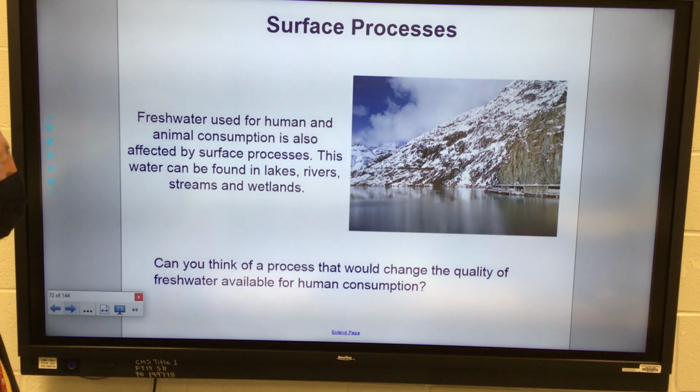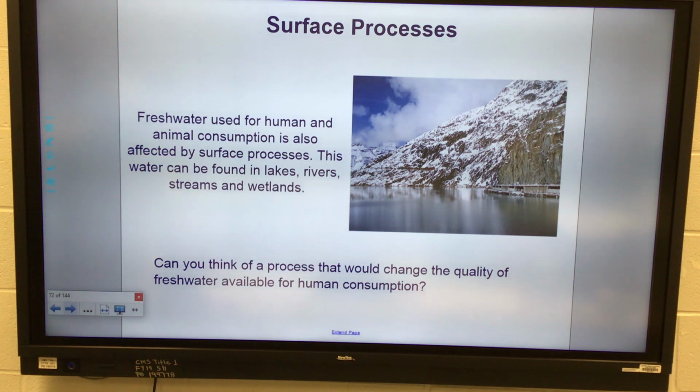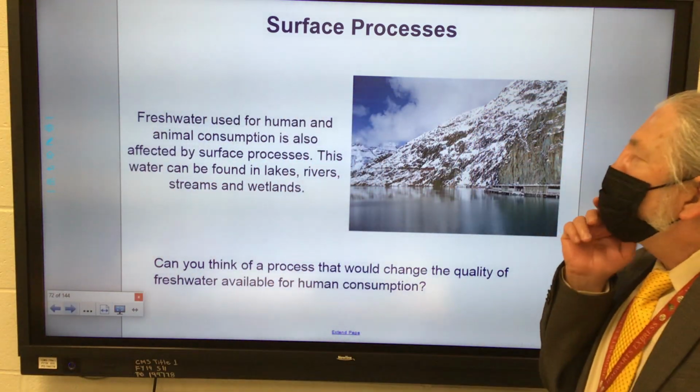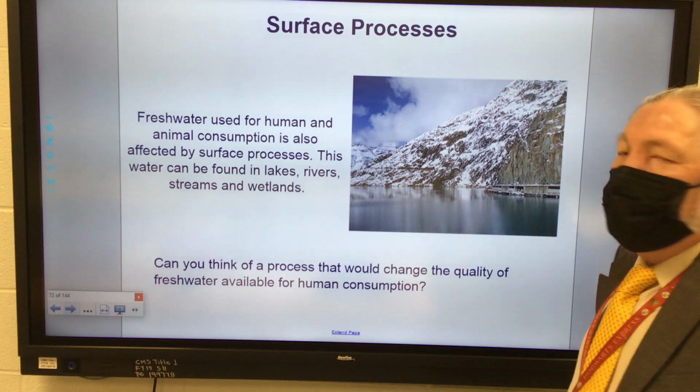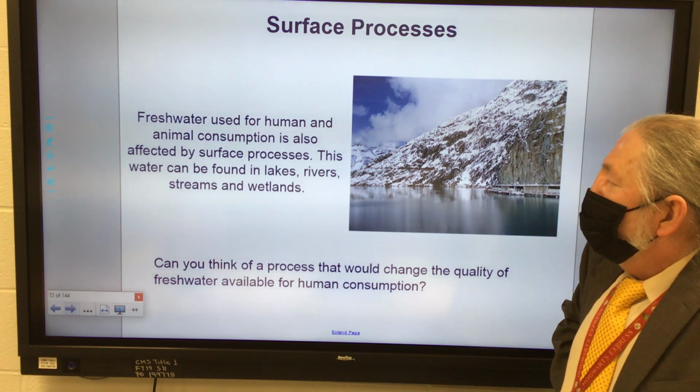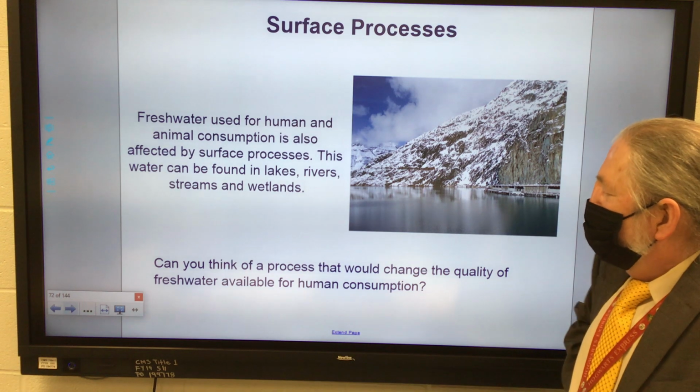Let's look at some surface processes right here. Fresh water used for human and animal consumption is also affected by surface processes. Okay, you listening? This water can be found in lakes, rivers, streams, and wetlands.